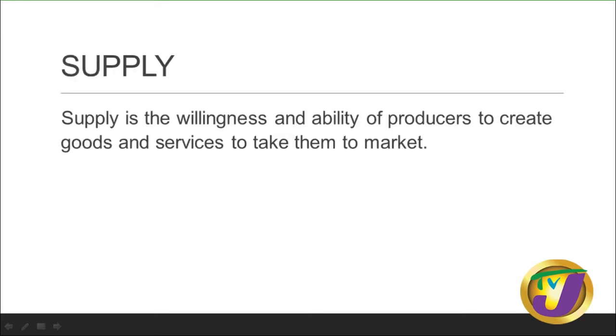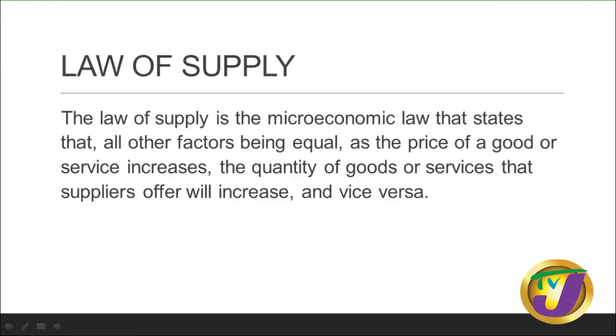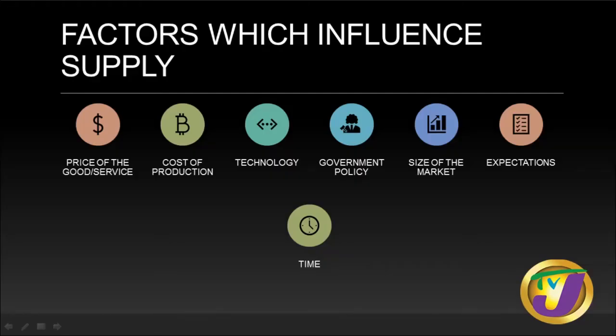Next, we're going to look at the concept of supply. Now, supply is the willingness and ability of producers to create goods and services and take them to market. The law of supply states that as the price of a good increases, the quantity supplied will increase. The opposite is also true. If the price decreases, the quantity supplied will also decrease. So for a supplier, it's an incentive to know that the price of the good that you're putting on the market is increasing because you're going to make more money.